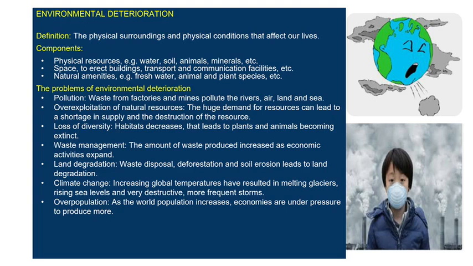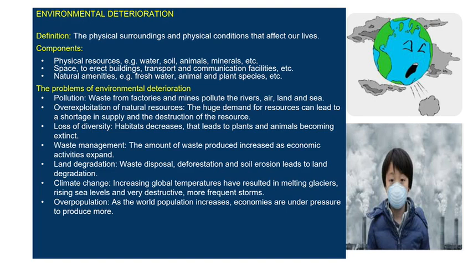The problems that we have are pollution, and waste from factories and mines pollute the rivers, air, land, and sea. We have overexploitation of natural resources, so the huge demand for resources can lead to a shortage in supply as well as the destruction of the resource. Loss of diversity: habitats decrease, which leads to plants and animals becoming extinct. Because what they do is they're clearing forests and all of that so that more housing can be put up or more factories can be built. So they're destroying the habitat of these animals or the plants. So that is the loss of diversity.